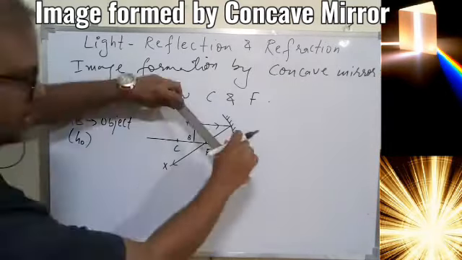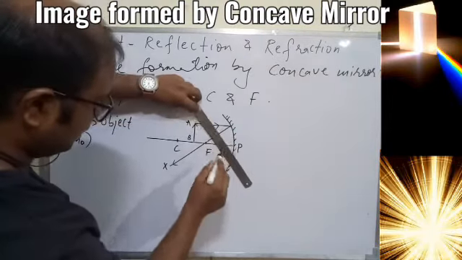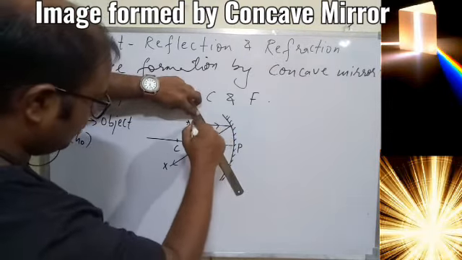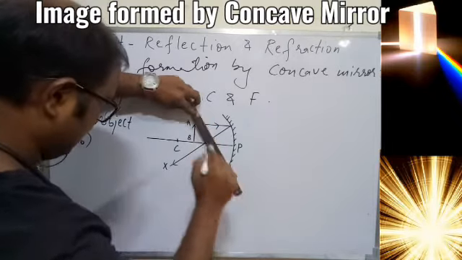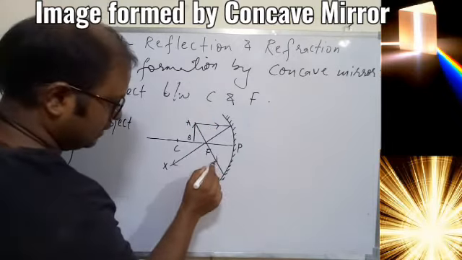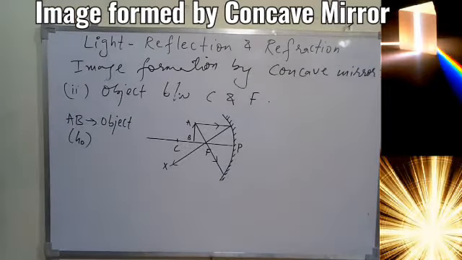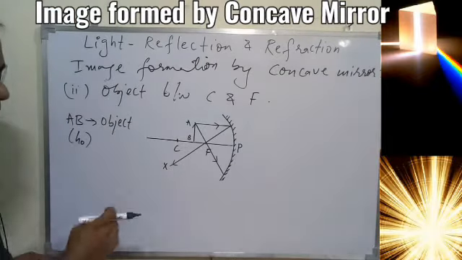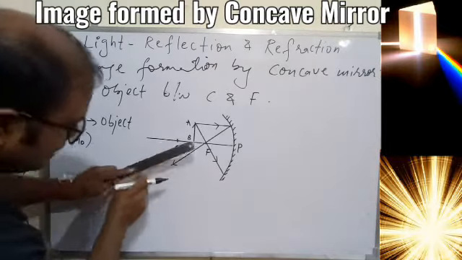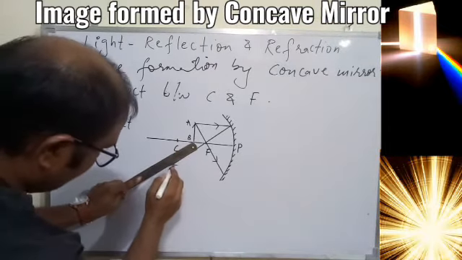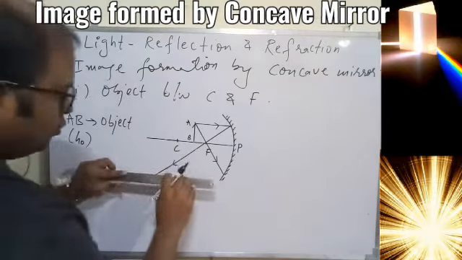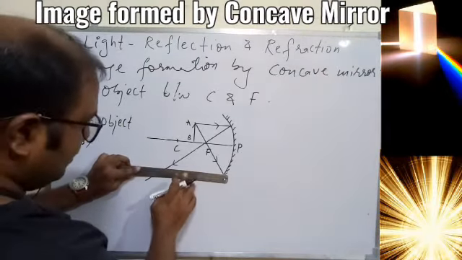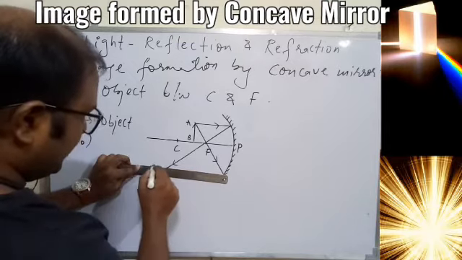Now we'll take another ray of light, that is to be passed through F. Now we have to make it parallel. So extend this line very far because it may cross. So what is to be done? Make this ray parallel to the principal axis.